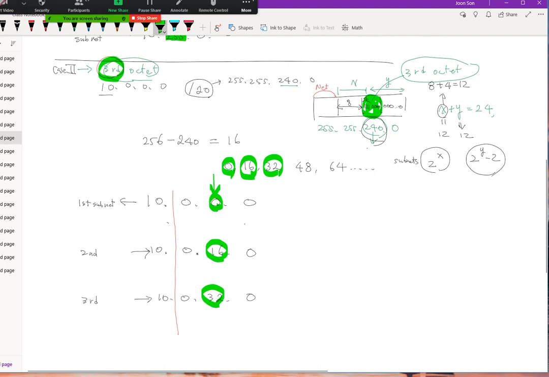Okay. So here's my question. Okay, this could be tricky. What is my broadcast address of the first subnet? So broadcast address of the first subnet, right there. So one less than the second subnet IP address, right? One less. 10.0.15.255. Thank you so much.